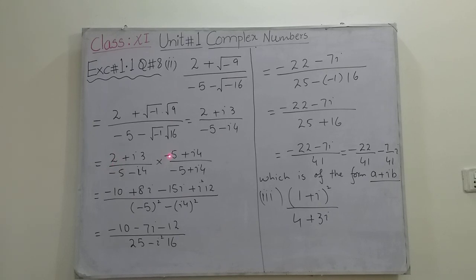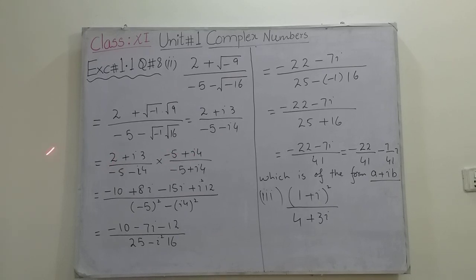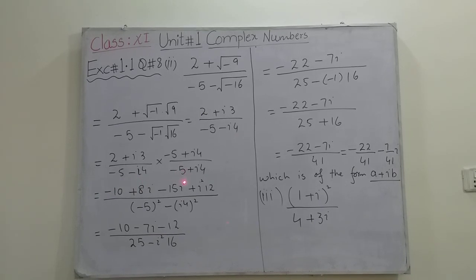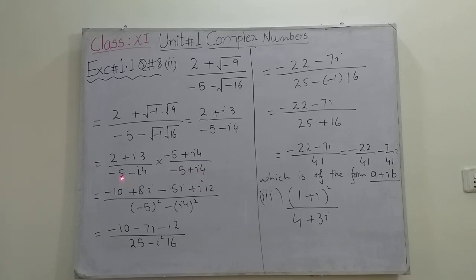First multiplying 2 with minus 5 plus iota 4, we have minus 10 plus 8 iota. Then multiplying iota 3 with minus 5 plus iota 4, we have minus 15 iota plus iota square 12. For the denominator we have minus 5 minus iota 4 into minus 5 plus iota 4, which uses the formula a minus b into a plus b is equal to a square minus b square. Here minus 5 whole square minus iota 4 whole square.